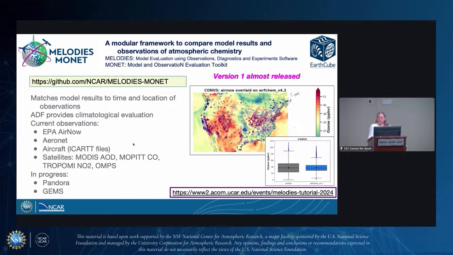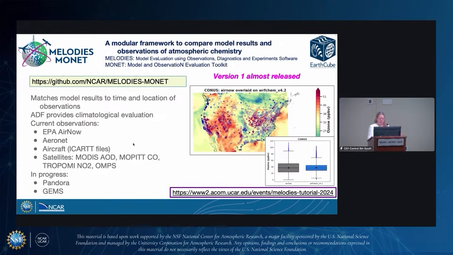For a lot of this work, we'd really like to use MELODIES, which we've been developing over the past few years. And any day now, version 1 will be released, and it allows for, as Simone mentioned before, detailed comparisons of observations to models, so matching the exact time and location.